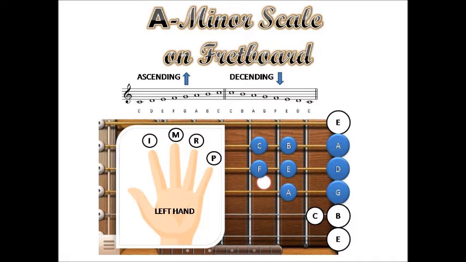4th string open is D. 4th string 2nd fret, middle finger, is E. 4th string 3rd fret, ring finger, is F. Third string open is G, third string second fret, middle finger, is A. Let's play it.